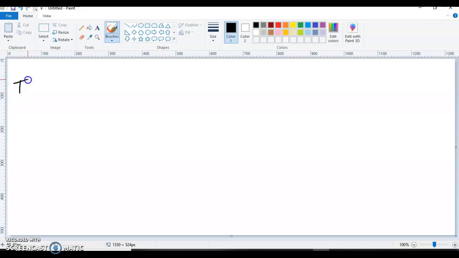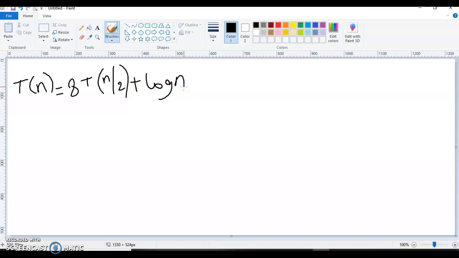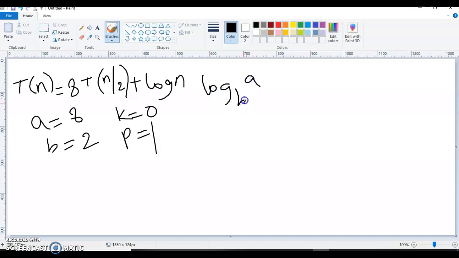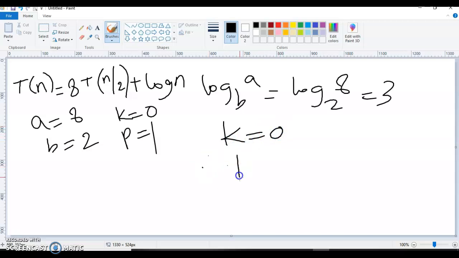So let's take T of n is equal to 8 into T of n by 2 plus log n, where a is equal to 8, b is equal to 2, and we don't have the n term here, so k is gonna be 0, and p is equal to 1. So let's calculate log a to the base b, that is log 8 to the base 2, which is gonna be 3, and we got k as 0. Therefore log a to the base b is greater than k.